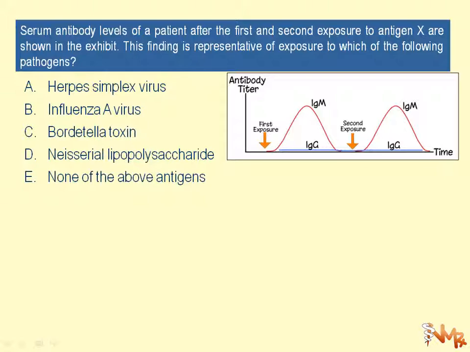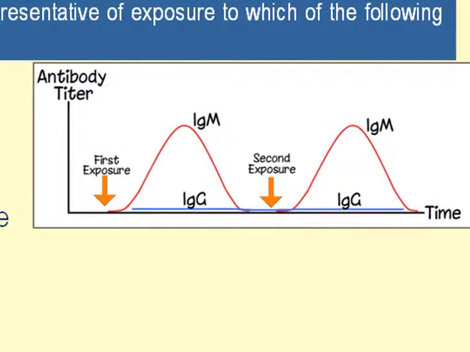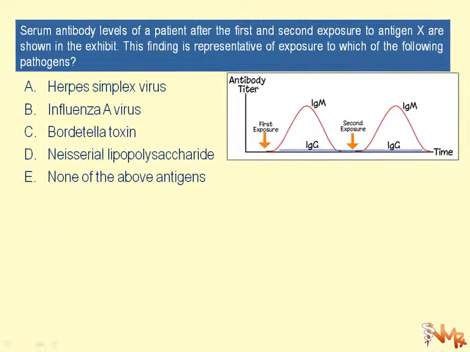Serum antibody levels of a patient after the first and second exposure to antigen X are shown in the exhibit. This finding is representative of exposure to which of the following pathogens? Herpes simplex virus, influenza virus, Bordetella toxin, Neisseria lipopolysaccharide, or none of the above.